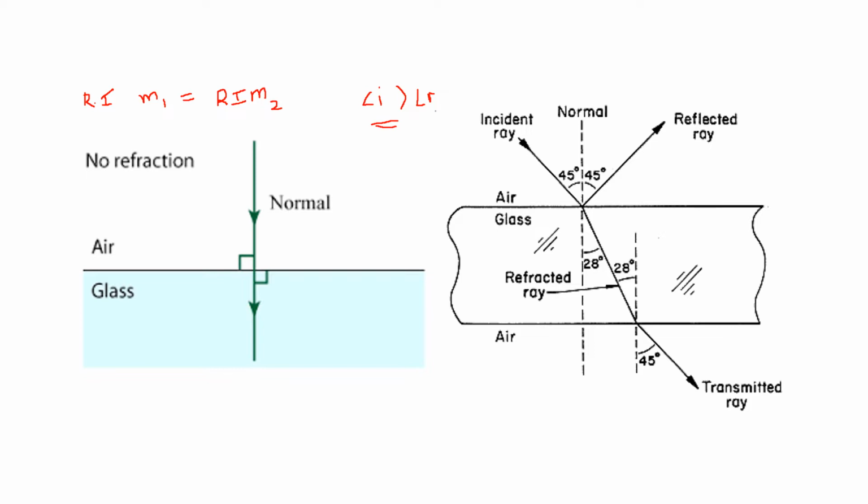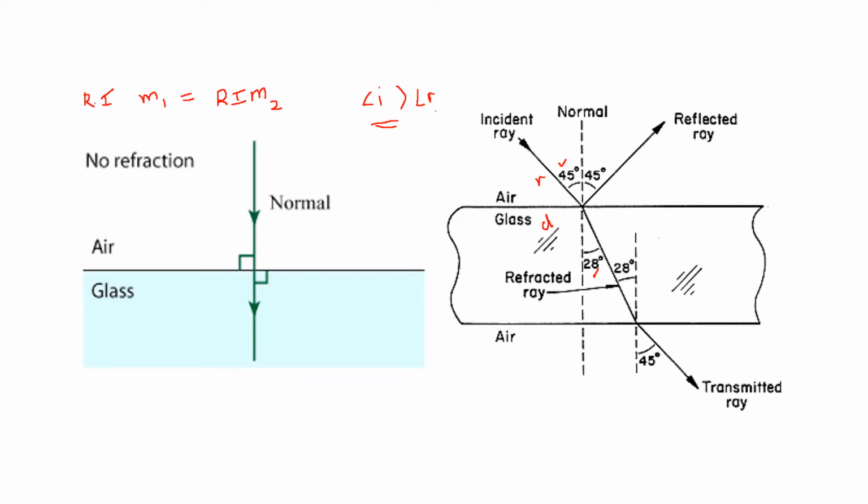So if you see here, the angle of incidence is 45, right? Angle of refraction is 28. So in this case, the light is moving from rarer to denser medium. So when light moves from the rarer to the denser medium, the angle of incidence is more than the angle of refraction. Now let's see the other case.